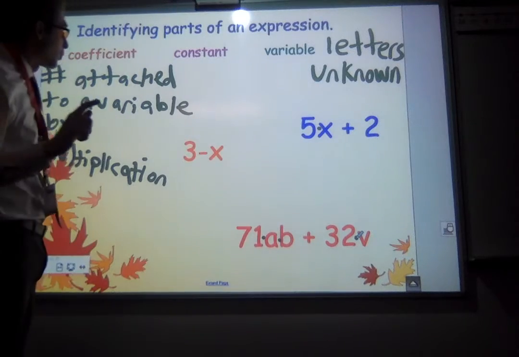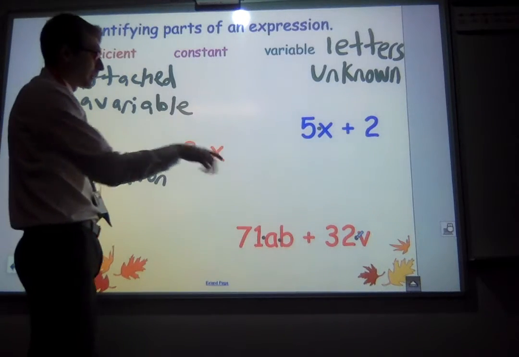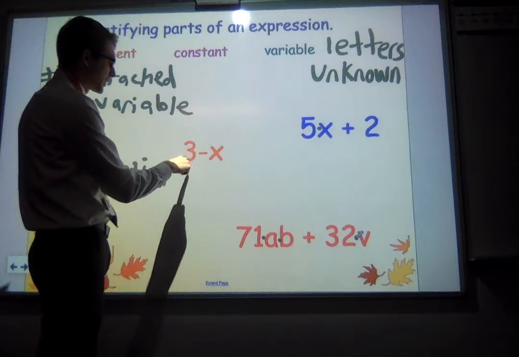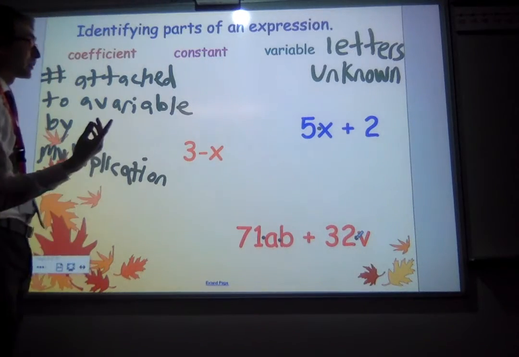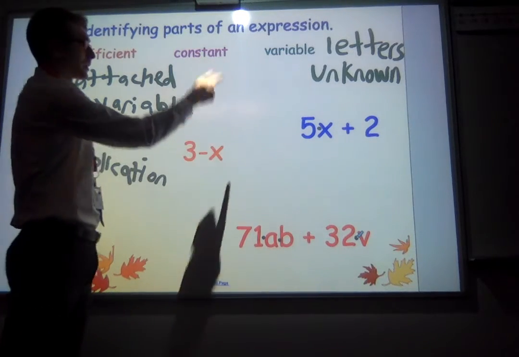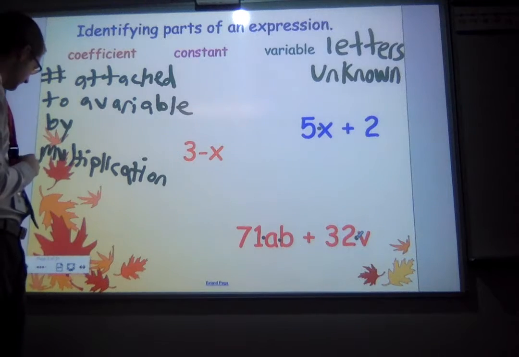All right. Really important, we see that the plus and the minus have separated everything so far. So we see 3 by itself without a variable attached. That's going to be a constant, whereas x is going to be a variable.